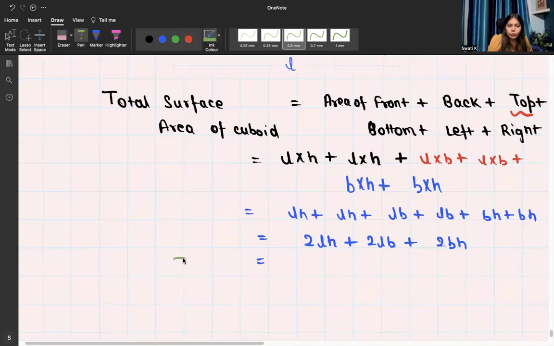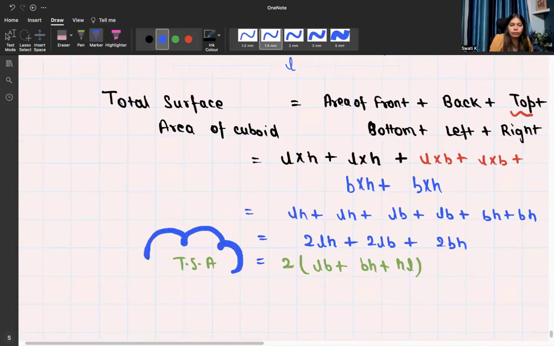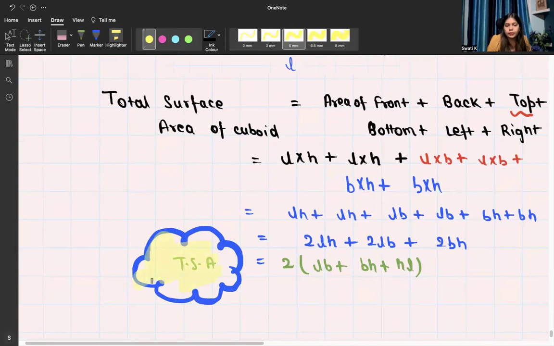Yeah. So the total surface area of a cuboid will be, I'm directly writing here, 2 times L into B plus B into H plus H into L. And that's our formula for the total surface area of a cuboid. So that's the total surface area of a cuboid.